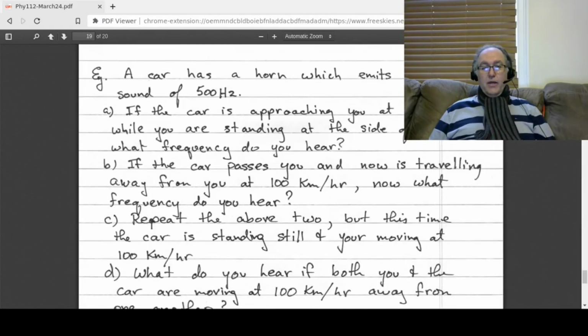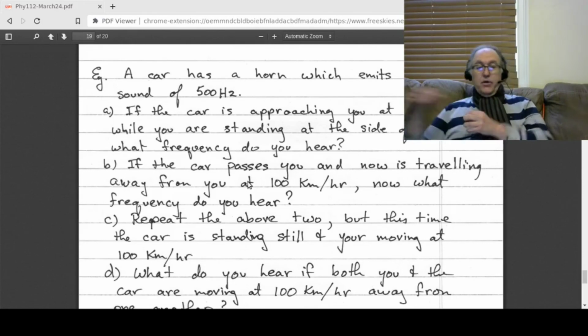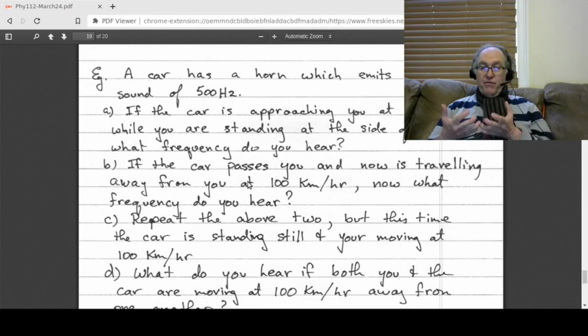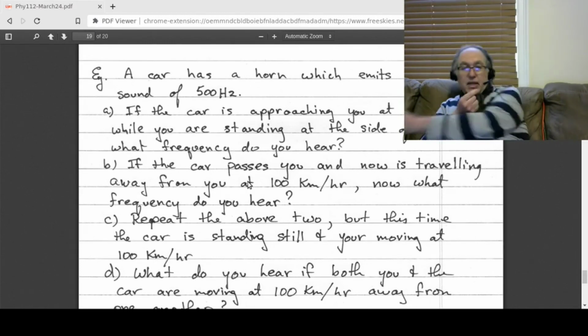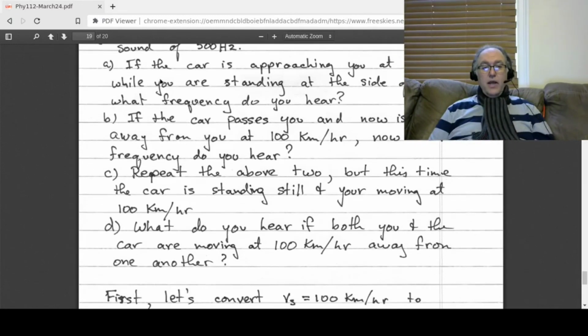Now, if you wait a while, the car is obviously going to pass you, okay? And then it's going to travel in the other direction. It's going to recede away from you, at 100 kilometers per hour. Now, what frequency do you hear? So in part A, it's moving towards you, and then it passes you, and then in part B, it's moving away from you, okay? And then in part C, I say, you know what? Just repeat the previous two.